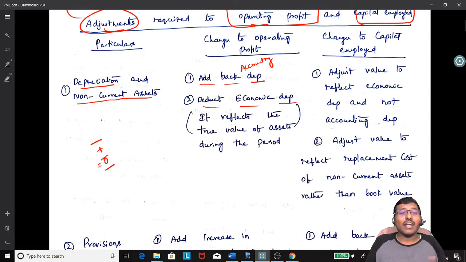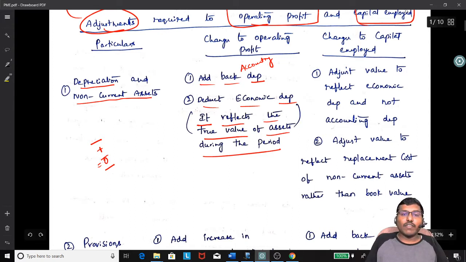What is the reason behind that? Because reducing economic depreciation reflects the true value of assets during the period, is the opinion of Stern Stewart, the guy who actually invented this particular thing. So his opinion is that you reduce economic depreciation rather than accounting depreciation, because accounting is way too strict, is what he feels. So he feels that it actually reflects the true value of the assets. Therefore let's go for economic depreciation reduction. That is the first adjustment which you need to make to the operating profit.